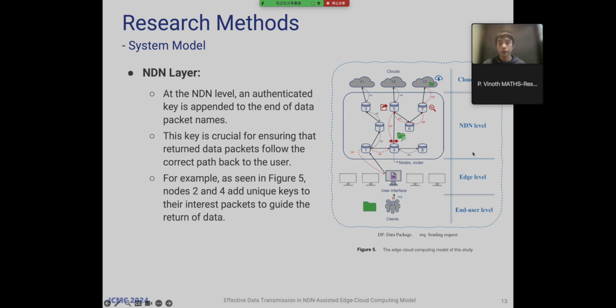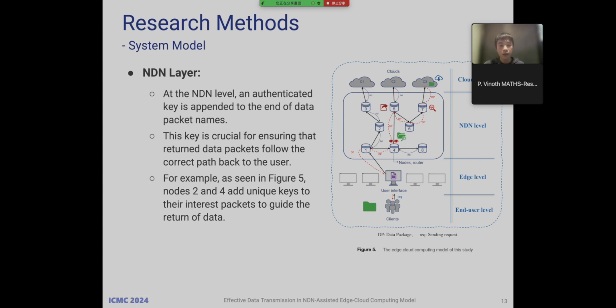So now let's focus on the Endian layer. A key feature at this level is the use of authenticated keys in data packet names. This is a strategic approach to enhance data security and integrity. Each data packet name ends with an authenticated key, which plays an important role in the data transmission process. The primary function of this key is to ensure that return data packets are routed correctly back to the user. And this mechanism is important for maintaining the integrity and accuracy of the data retrieval process in our model.